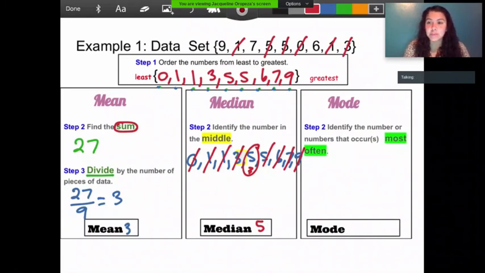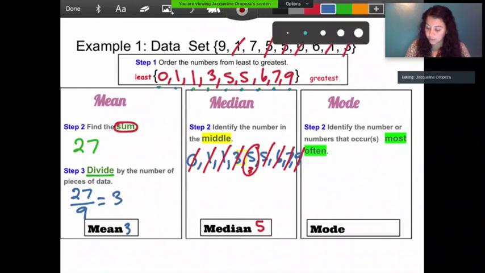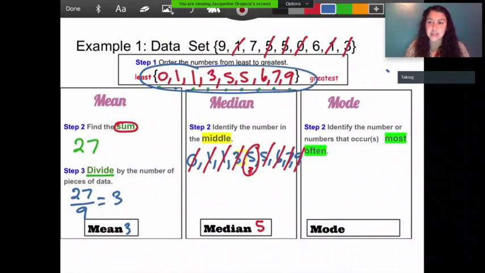Mode. Mode should be the easiest one. Mode is identify the number that occurs most often. So out of our data set here from the top, let me click another color. Which number do we see being repeated? Here we have 2 1s and we have 2 5s. So our mode would be 1, comma 5. It would be 1 and 5 because we saw 1 2 times and we saw 5 2 times. So we have to put both of them down.